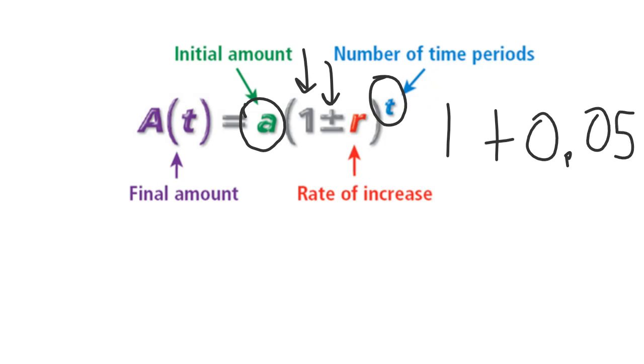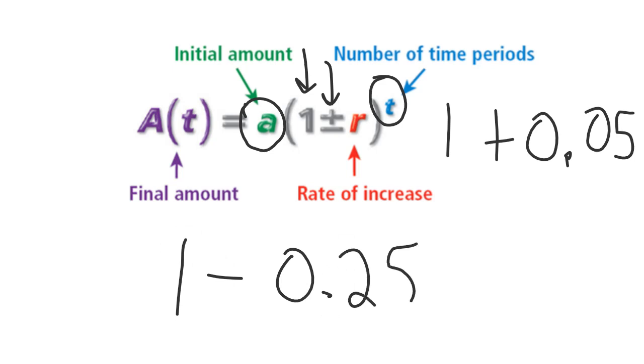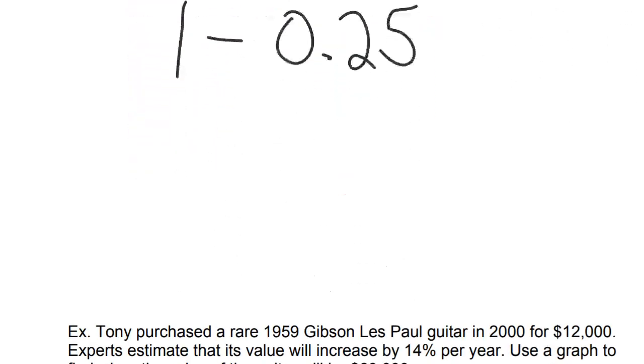If I said that something was decreasing at a 25% rate, then I would do 1 minus 0.25. So that's why we have our plus or minus here, because depending on the problem, we're going to use the same exact equation. We just have to decide, is it growth or is it decay? So we've got the initial value times 1 plus or minus the rate raised to whatever our variable is, t, x, whatever it is.